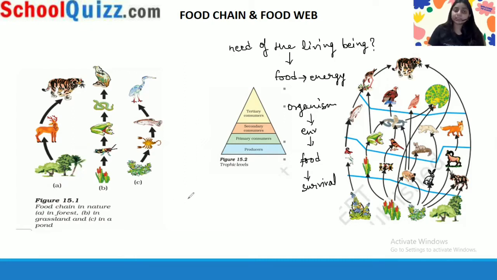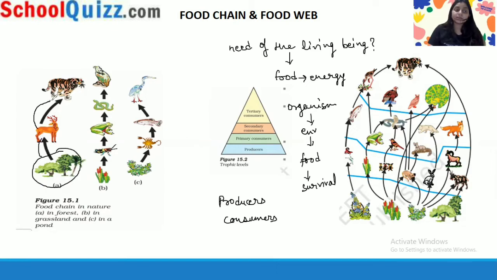Basically, let's take an example to understand clearly. I hope you all remember all those terms which we learned in our previous classes, like producers, consumers, and herbivores, carnivores, primary consumers, tertiary consumers. Okay, so let's take an example here: this is a plant, and this will be eaten by the deer.